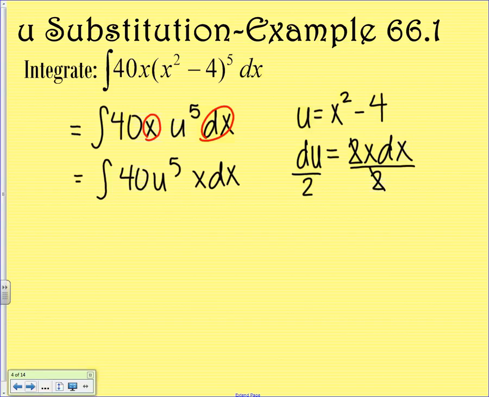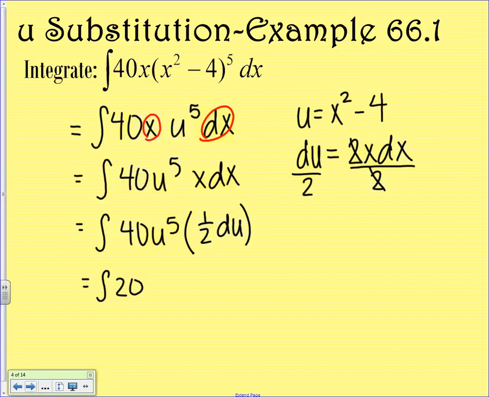The integration of 40 u to the 5th, and then x dx, I just put them together. So you have 40 u to the 5th, and then instead of x dx, that's 1/2 du, or du divided by 2. And so 40 times a half is actually just 20 u to the 5th du. And so now we're going to integrate that.